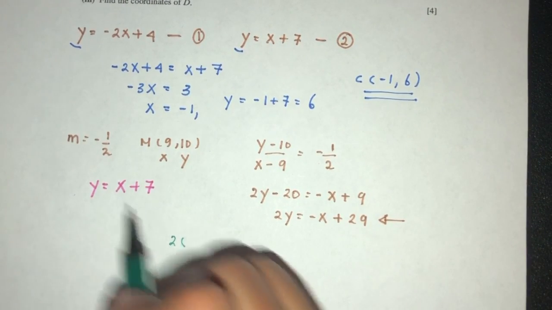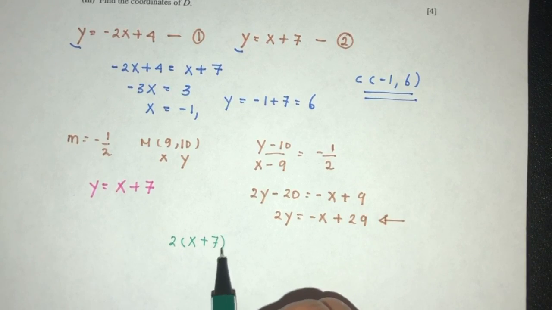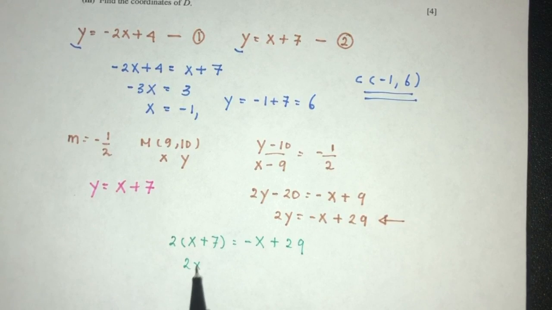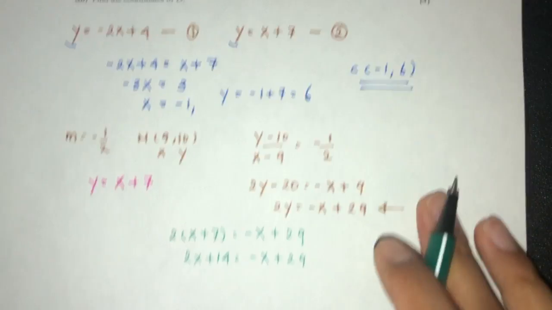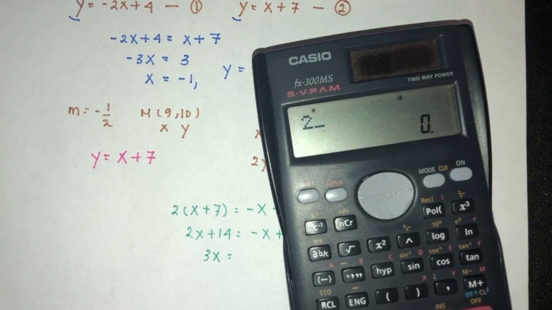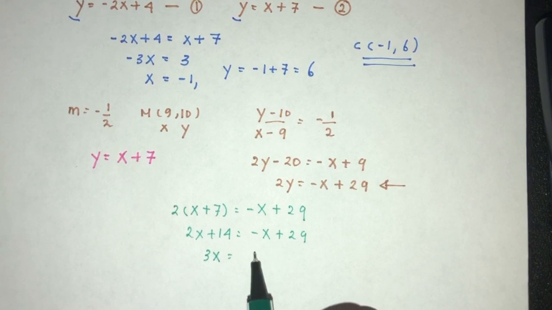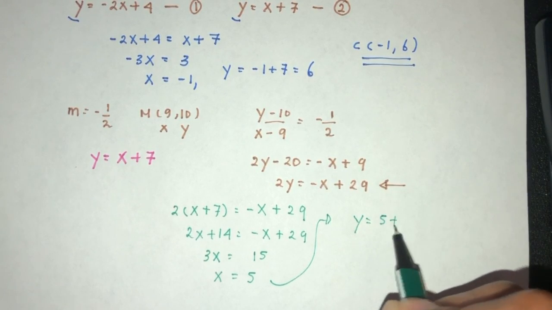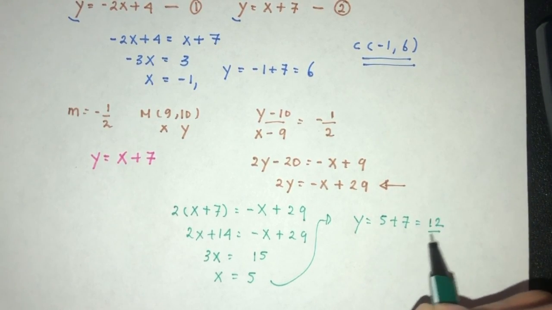2 times y, minus x plus 29, that will be 2x plus 14, and that should be minus x plus 29. Send this over here, you will have 3x, and this over here will be what? 29 minus 14 should be 15. X will be the value of 5. So finally, y will be 5 plus 7, that should be the value of 12.